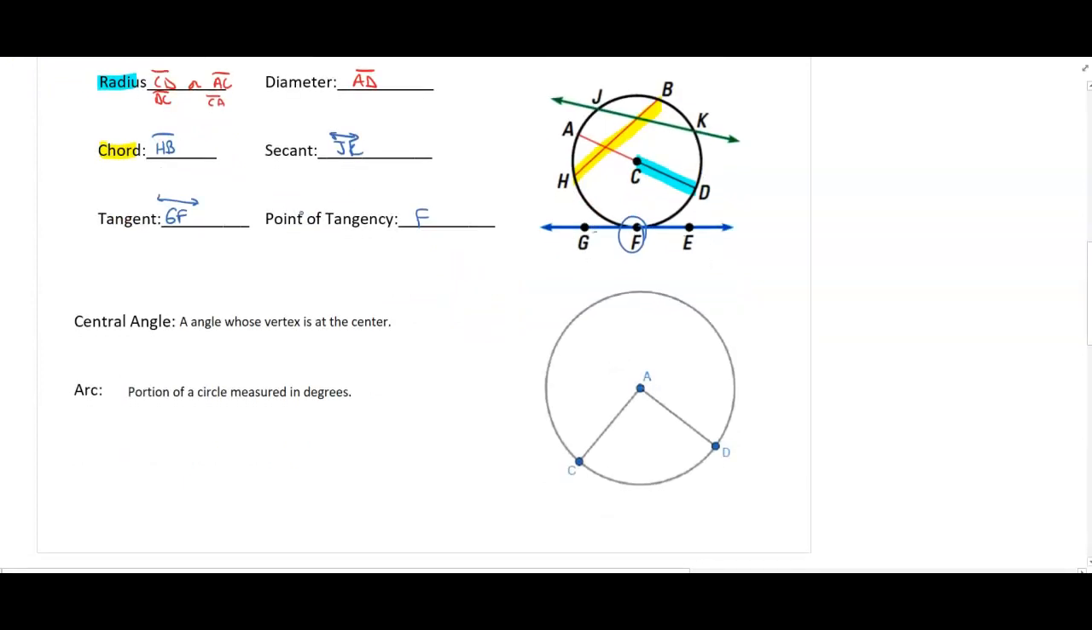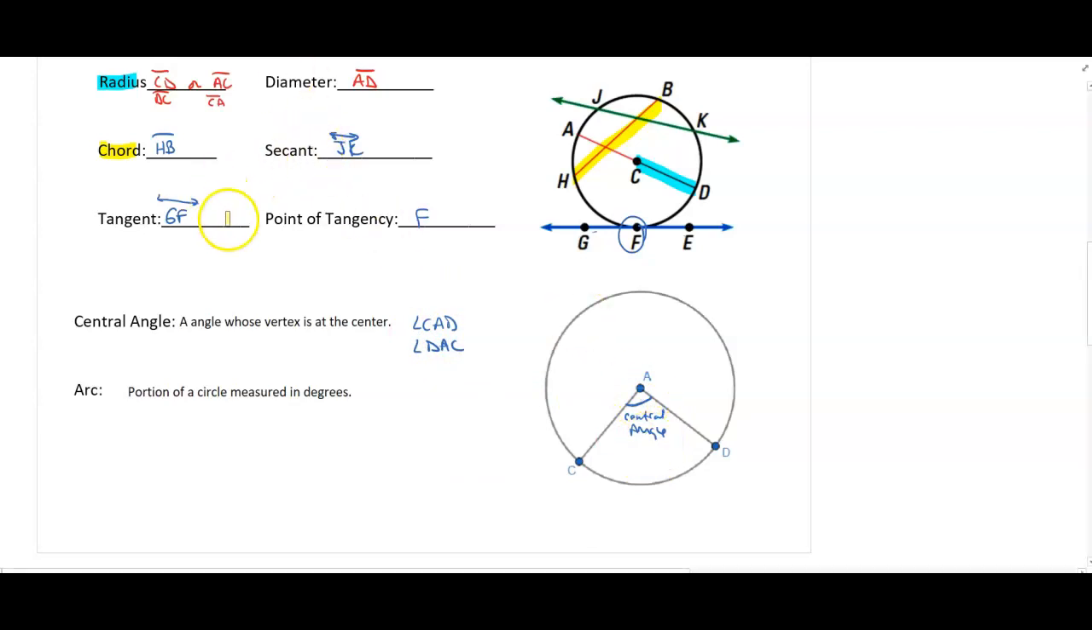All right. Now, the next definition is what we call central angle. A central angle is an angle whose vertex is at the center. So this here is a central angle. Okay. So I can say that angle CAD or angle DAC, doesn't matter which way you name it, right? But that there is a central angle.